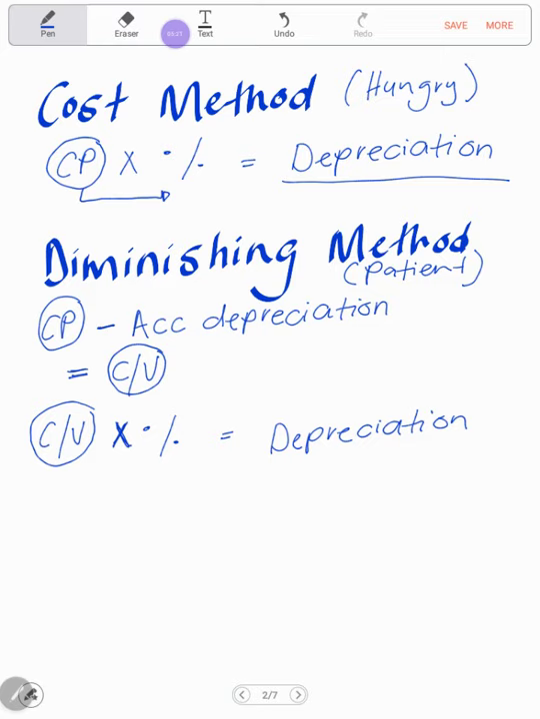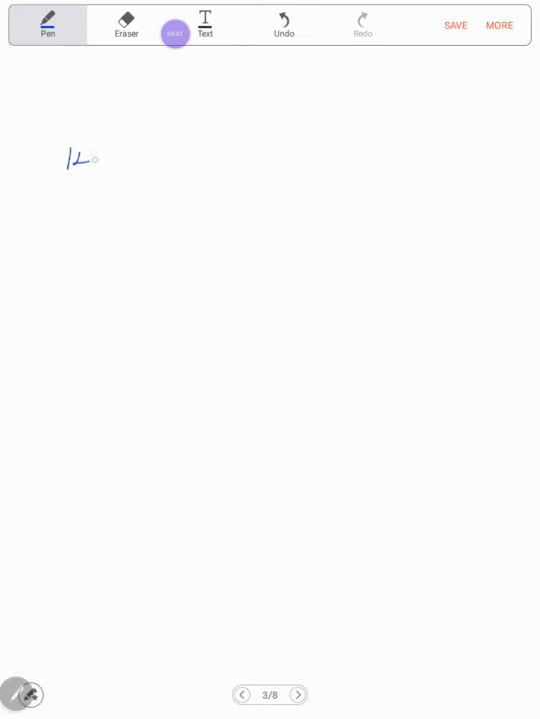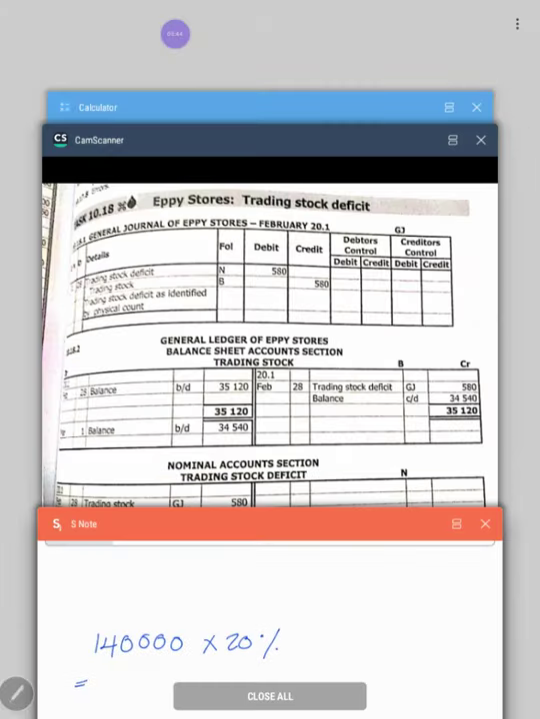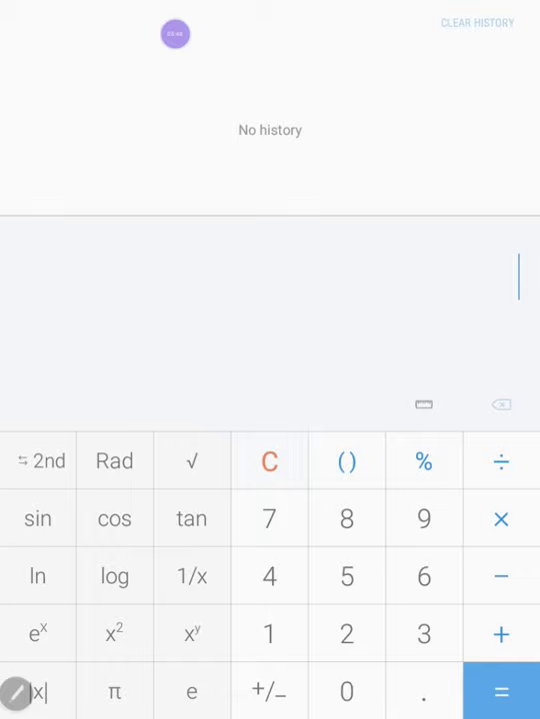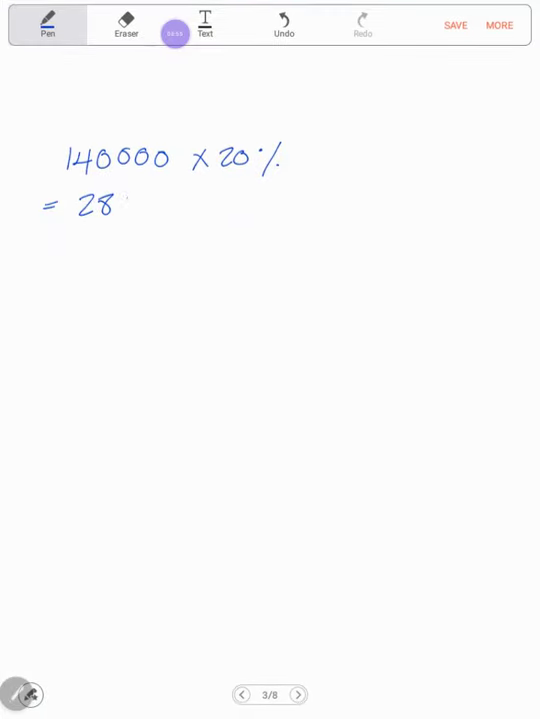So with that being said, let us work out our depreciation. So 20% on cost for our vehicles. Our vehicle amount, the cost price, is 140,000. So 140,000 times 20%, straight in for the kill, remember. The depreciation will be 28,000 on vehicles.